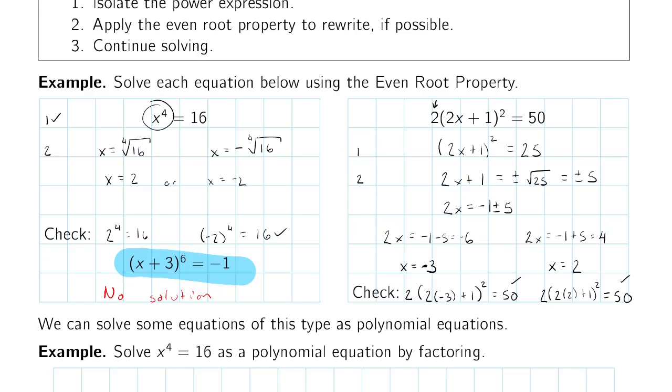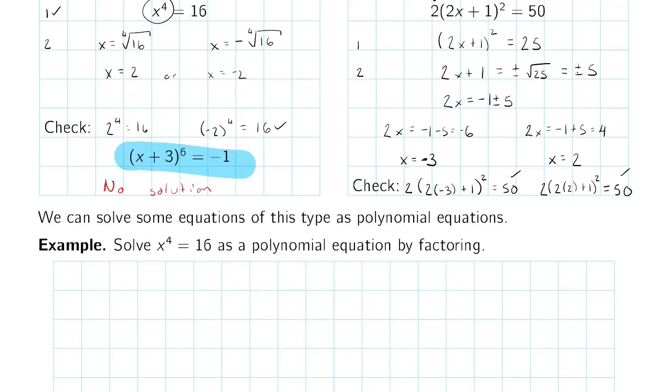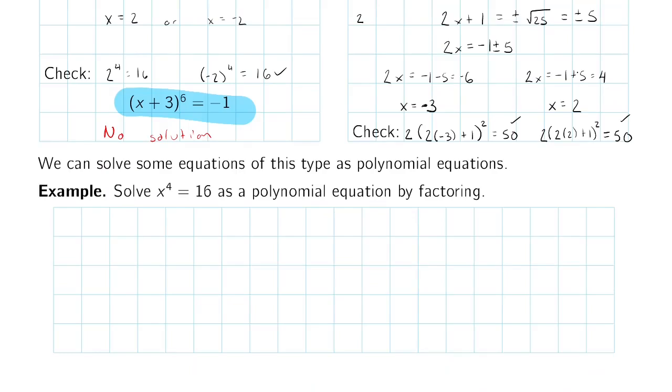Now, just like with the odd powers, we can solve these equations as polynomial equations if we're lucky. So for example, x to the 4th equals 16. That's a polynomial equation we know how to solve. So I'm starting with x to the 4th is 16. I'll subtract 16 on both sides. So x to the 4th minus 16 is 0. That's a difference of squares. I'll have (x squared minus 4) times (x squared plus 4) equals 0.